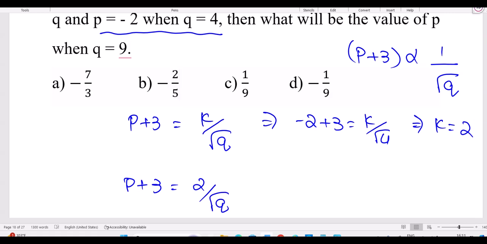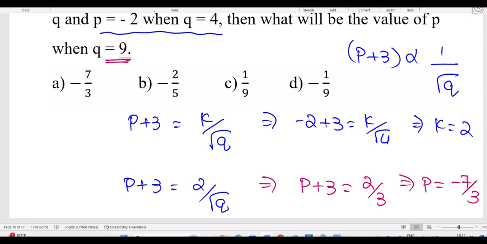In this question, what have they given? The q value, 9. You need to calculate p. So p plus 3 equals 2 divided by root 9. Root 9 is 3. This minus 3 will go to the other side. When you do that, we get minus 7 divided by 3. Option A will come, minus 7 divided by 3. Or sometimes p will be given and you need to calculate q. It depends on the question. Now practice the same thing on the next one, the 13th.